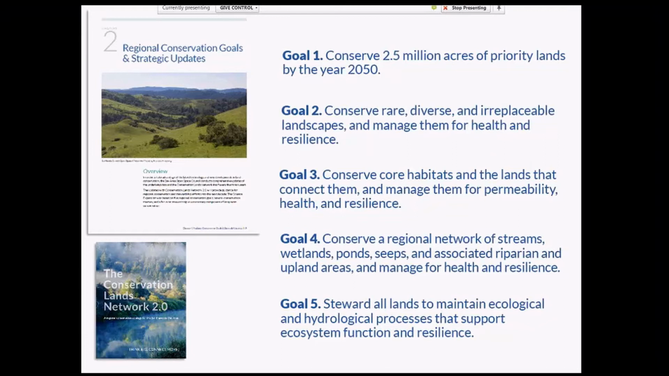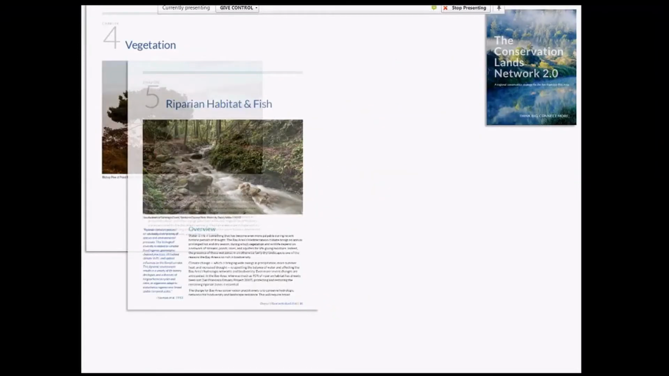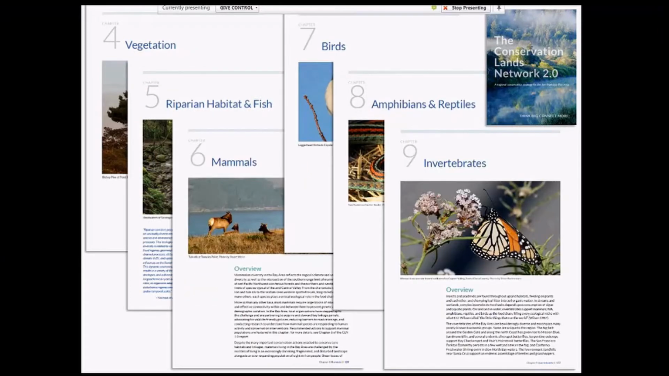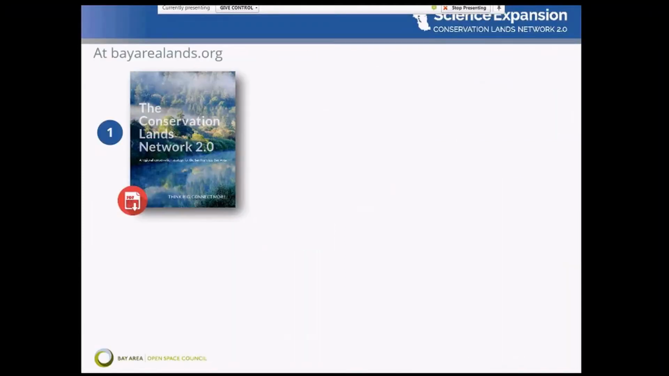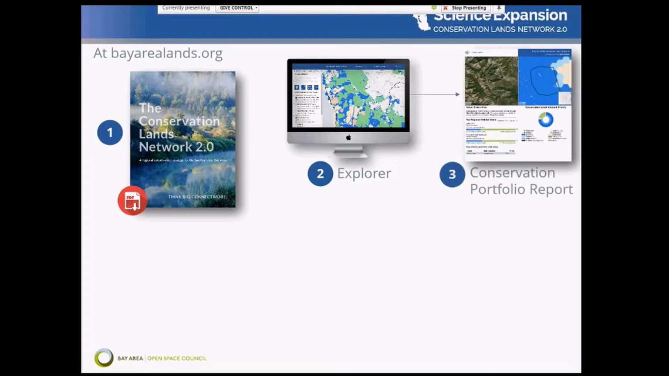In the report, you'll also see chapters on each one of the flora and fauna taxon, and we have lots of information about each of those species, the status, and conservation concerns. And all of this, as I mentioned, is at bayarealands.org. You can download the report. You can use an online mapping tool called the Explorer to get conservation portfolios for specific areas. It could be a property, it could be a watershed, it could be a conceptual area conservation plan.